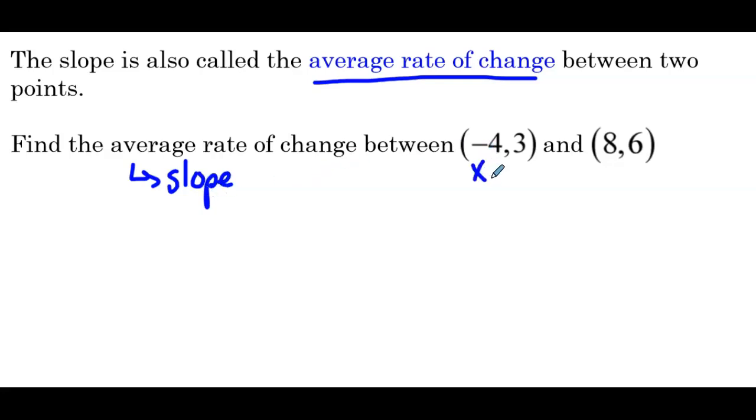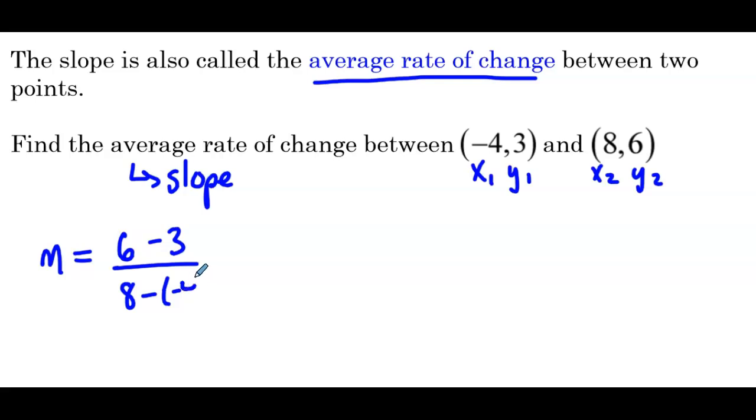So we have x1, y1, we have x2, y2. So our slope is 6 minus 3 over 8 minus -4. That gives us 3 in the numerator. 8 plus 4 is 12. So that reduces to be 1 over 4. So the average rate of change between these 2 points is 1/4.